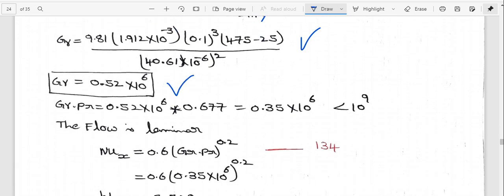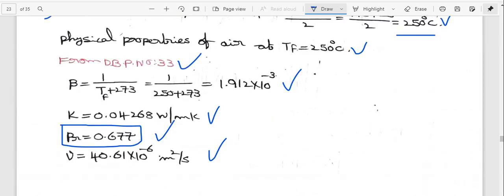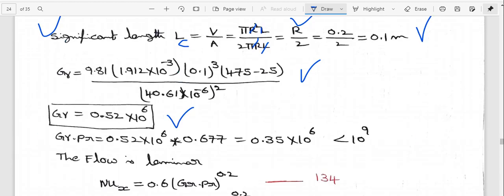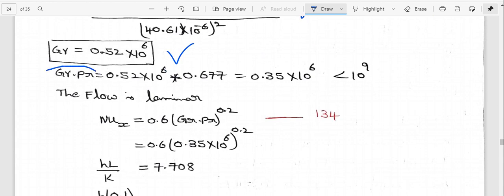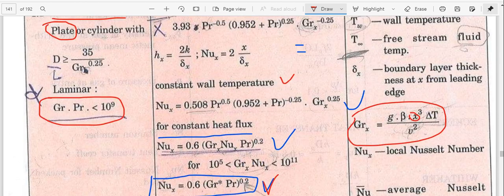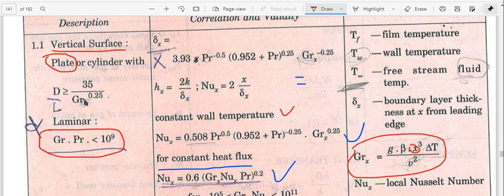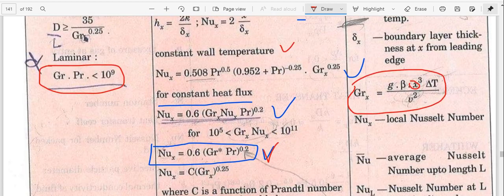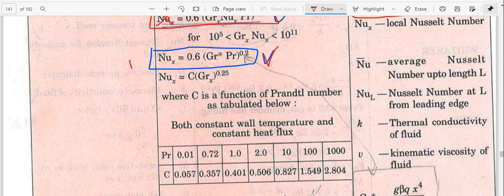Here Gr is equal to 0.56, and the Pr value is taken from properties values, 0.677. So we need to multiply these two values. This is also less than 10 power 9, that means laminar flow. So we need to consider this. Here this is a vertical surface plate or cylinder, so we need to consider this formula.